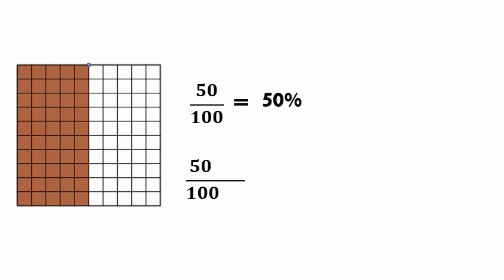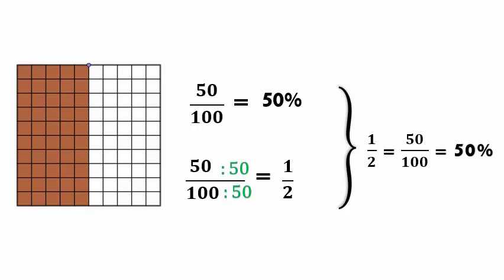There are 10 by 10 squares again. 50 squares are colored, so the fraction for the colored part is 50 hundredths. The denominator is 100, so 50 hundredths is the same as 50%. If we simplify the fraction with 50, we have a half. So, they are the same things.